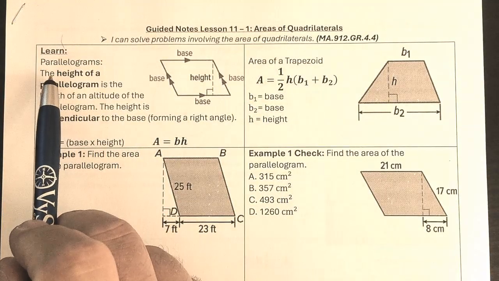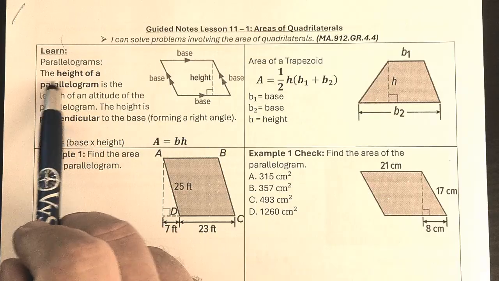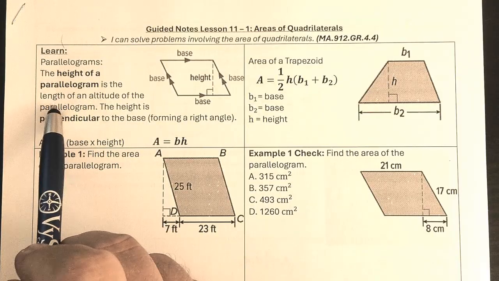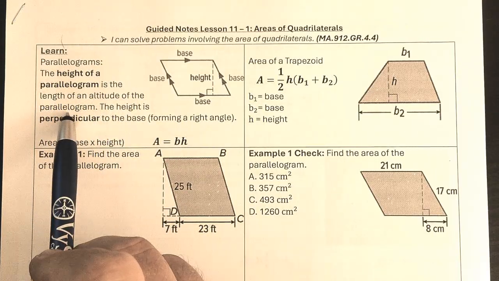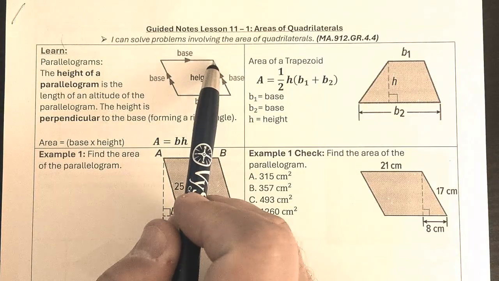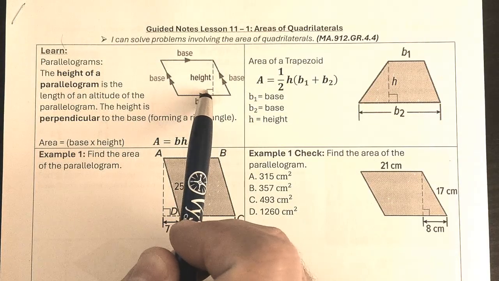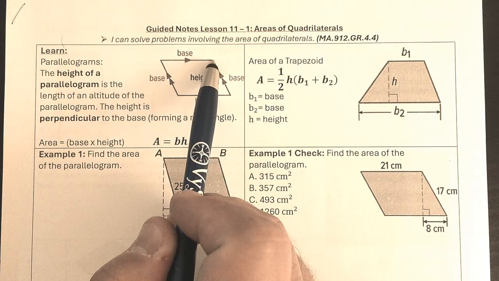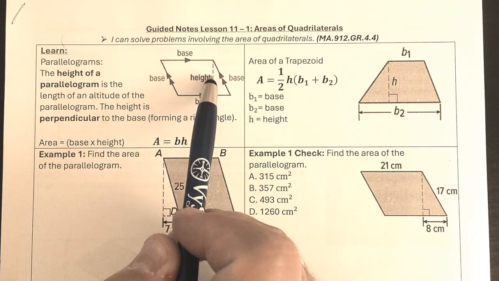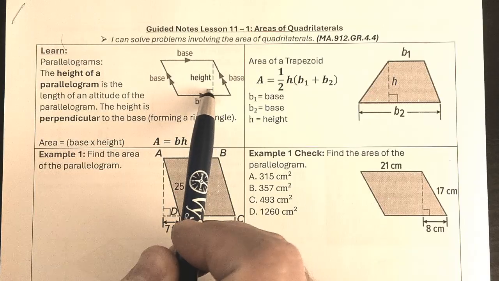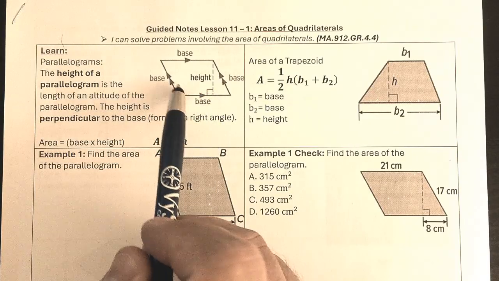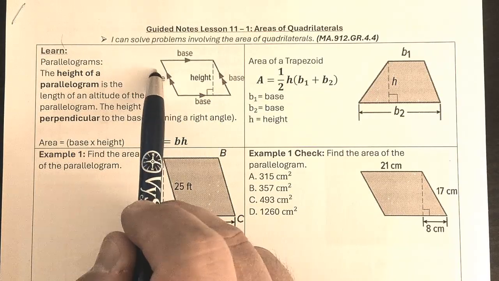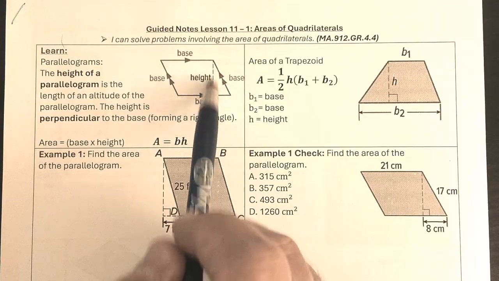All right, so up here at the top, parallelograms. The height of the parallelogram is the length of the altitude on the parallelogram. So the altitude, that's going to be the dotted line. Notice it makes a right angle. It's going to go from the middle of this vertex and then perpendicular into this side. Notice, this is like the slant height. This is the actual height.